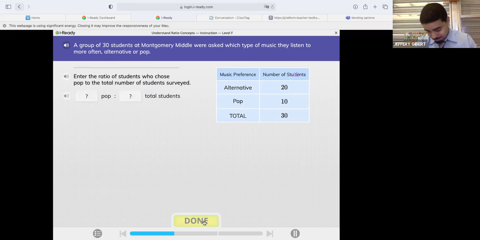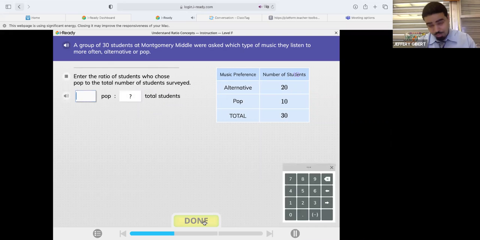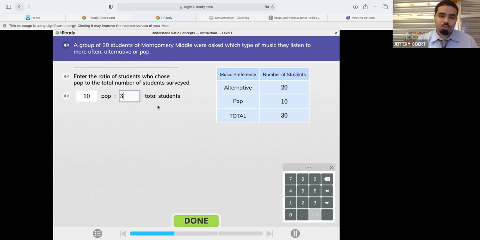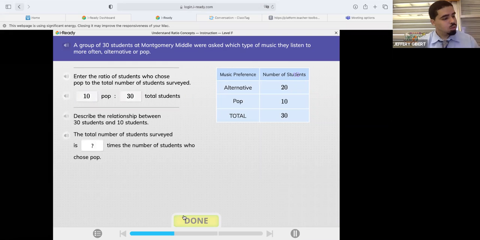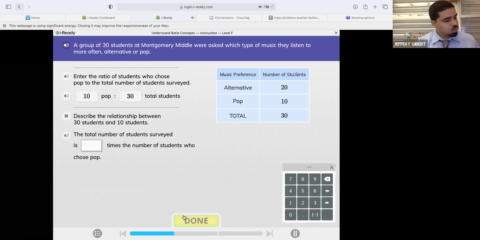Enter the ratio of students who chose pop to the total number of students surveyed. All right, David, how many students chose pop? 10. And how many total students? 30. Describe the relationship between 30 students and 10 students. Yes, that's correct. The total number of students surveyed is 3 times the number of students who chose pop.